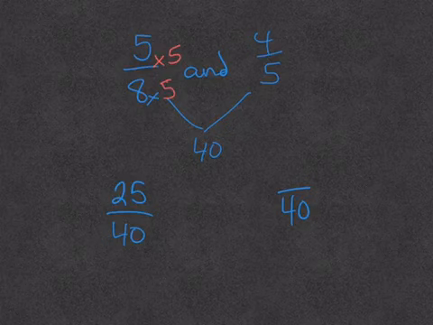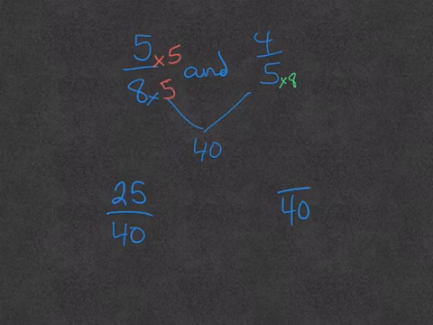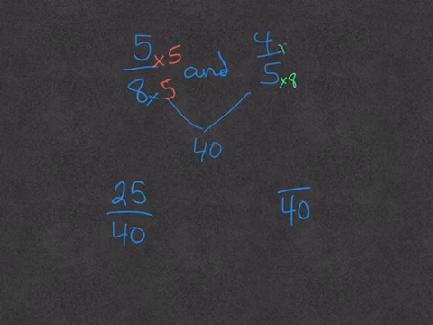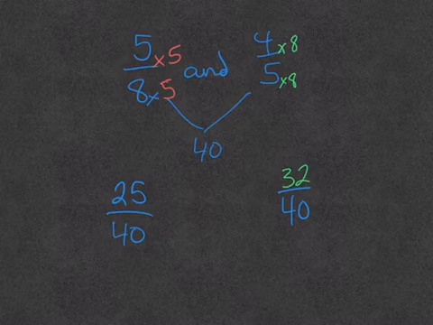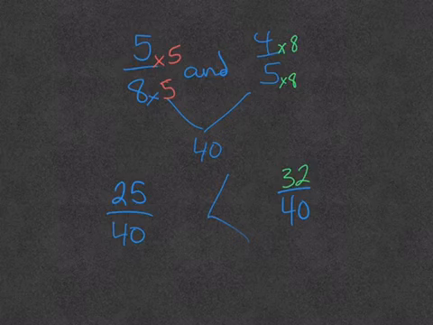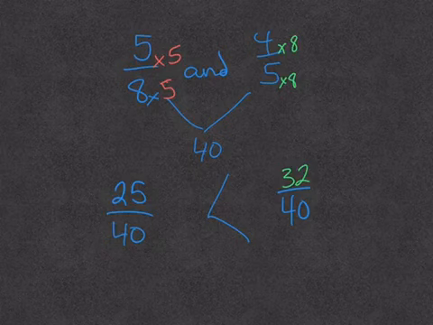How did I get from 5 to 40? Well, 5 times 8 we did to get to 40. Whatever we do on the bottom, we must do at the top. So 4 times 8 is 32. So what I have is 25/40ths and 32/40ths. Now my denominators are the same. All I have to do is compare numerators. And obviously we know that 32/40ths is bigger than 25/40ths.